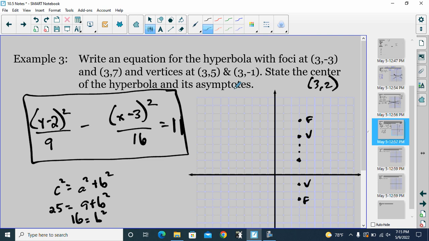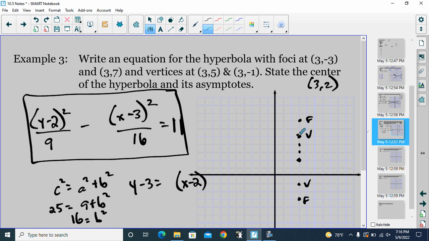When we write the equations of the asymptotes, we know that both asymptotes pass through the center. So I'm going to use the point 3, 2 as my point. Y minus 3 equals slope times x minus 2. The slope of the asymptote is going to be up 3 and then over 4.